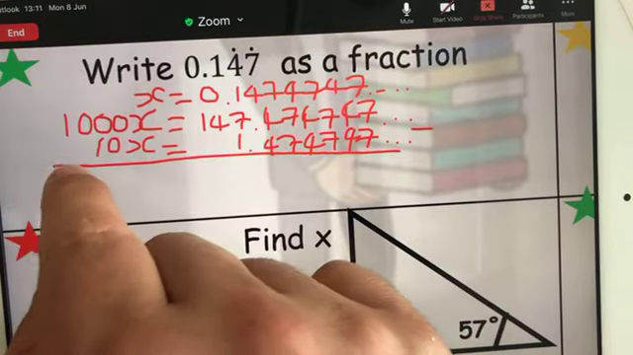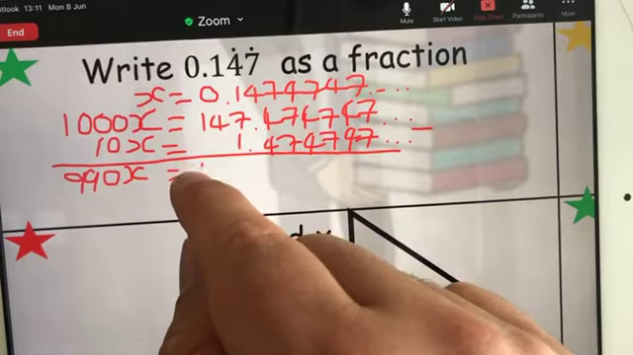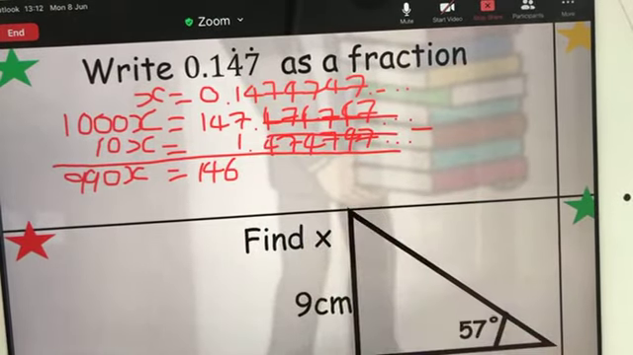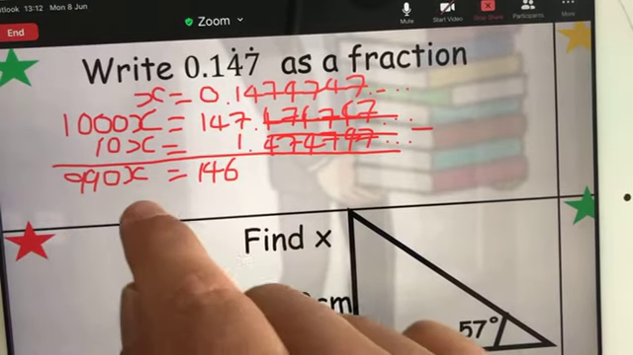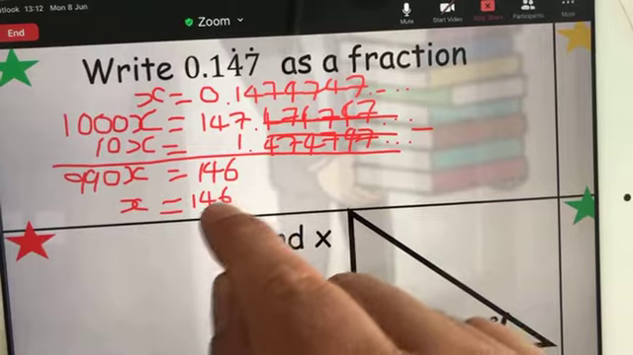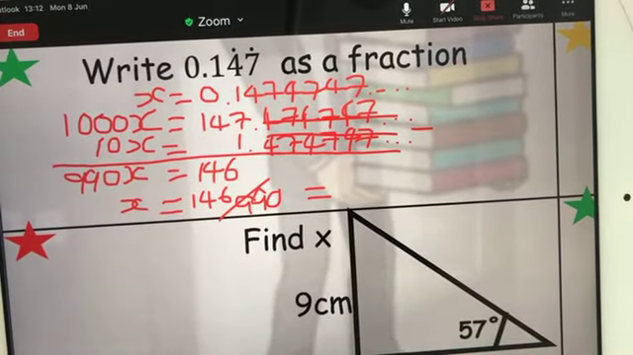1,000 take away 10 is 990. 147 take away 1 is 146. And top and bottom taking away, they cancel each other out. So you end up with 990x equals 146. If I divide through by 990, I get 146 all over 990. Does that simplify? I don't think it does.